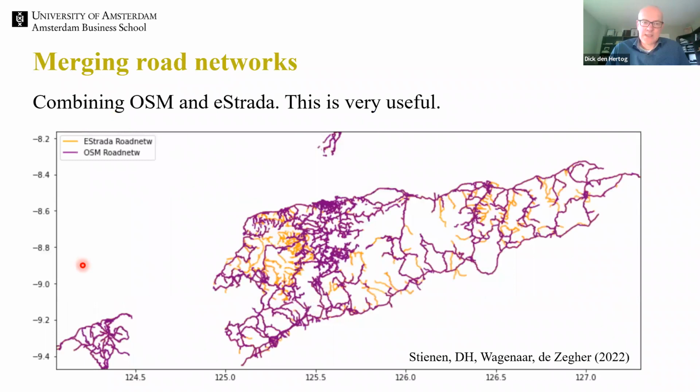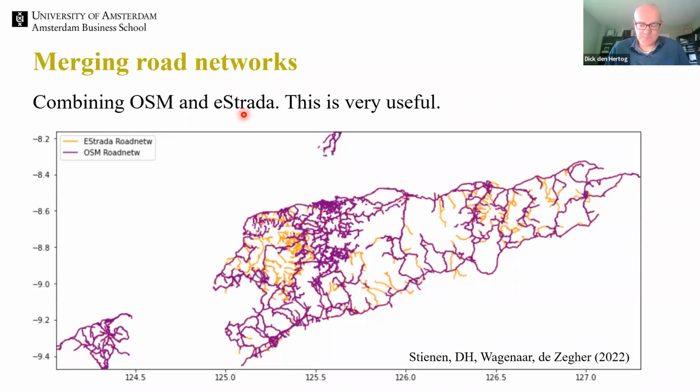The road network was already a problem because there is no digital road network in which all the roads are available. So in fact, what we did there is there were two digital road networks, and they were overlapping, but we combined them into one new road network. By combining them, the new road network was much richer than each of them separately. But that was not easy.